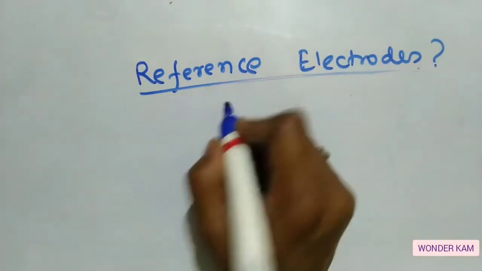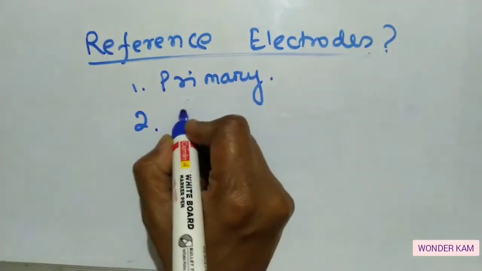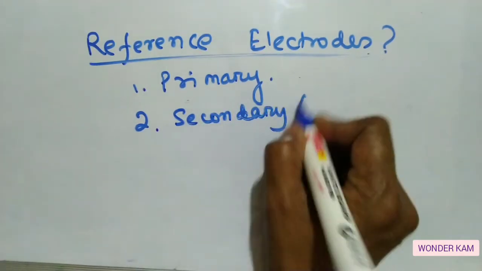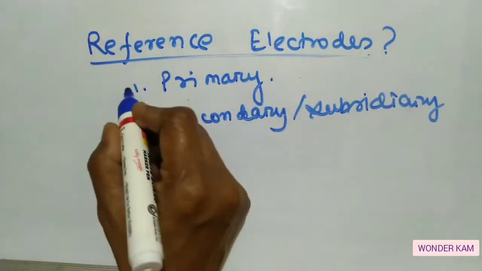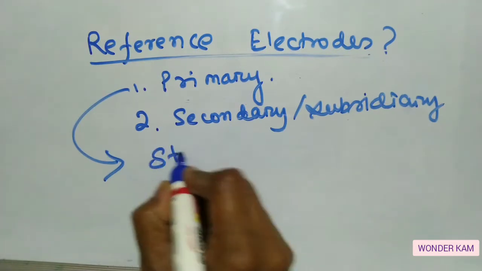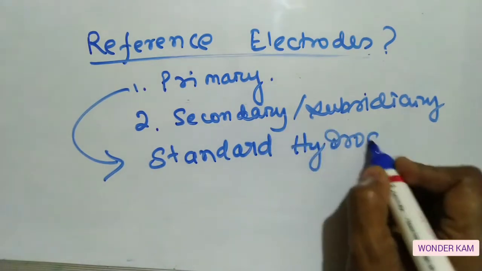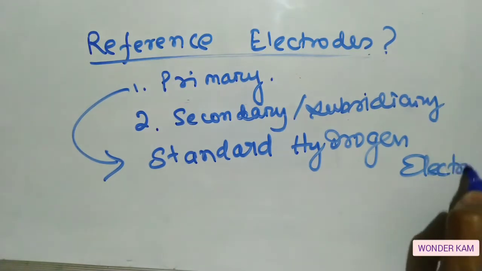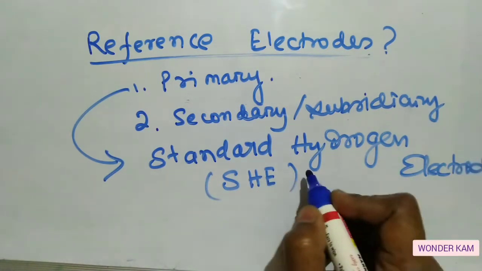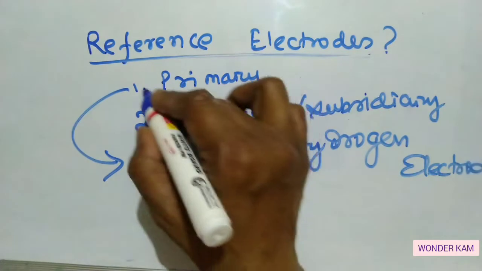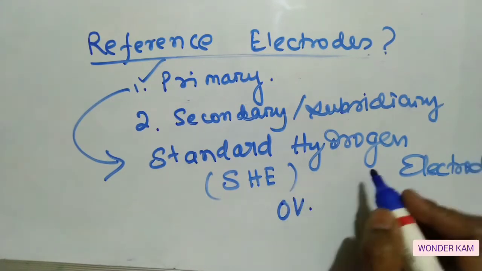So there are two types of reference electrodes. One is the primary reference electrode and the second type is the secondary or subsidiary type of reference electrodes. An example of a primary reference electrode is the standard hydrogen electrode, also known as SHE. And this electrode is your primary reference electrode because the output potential is 0 volt for the standard hydrogen electrode.